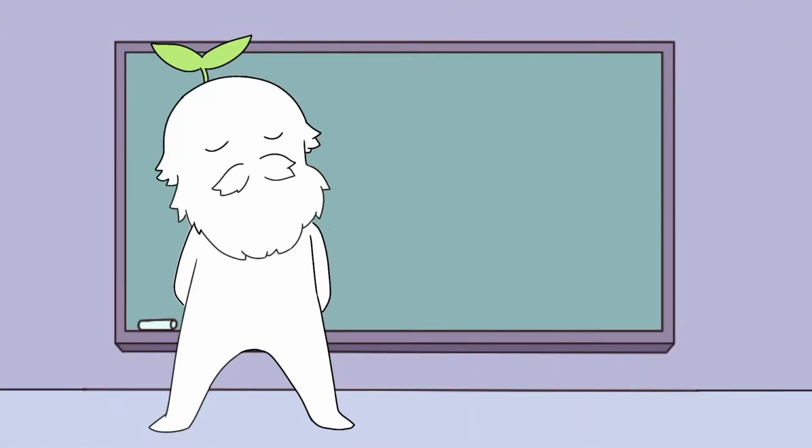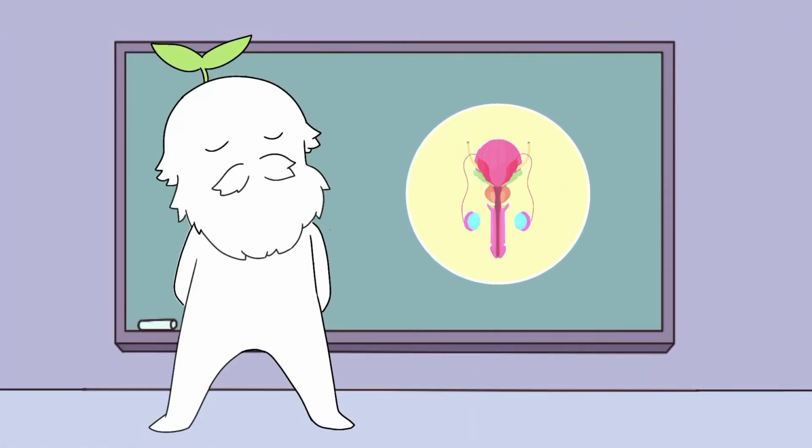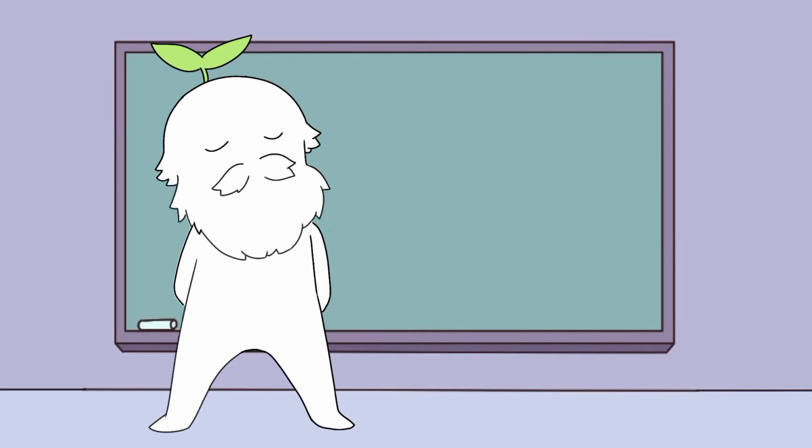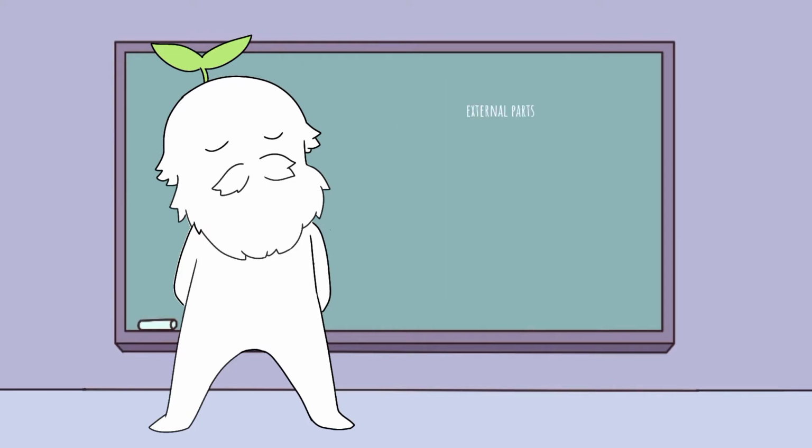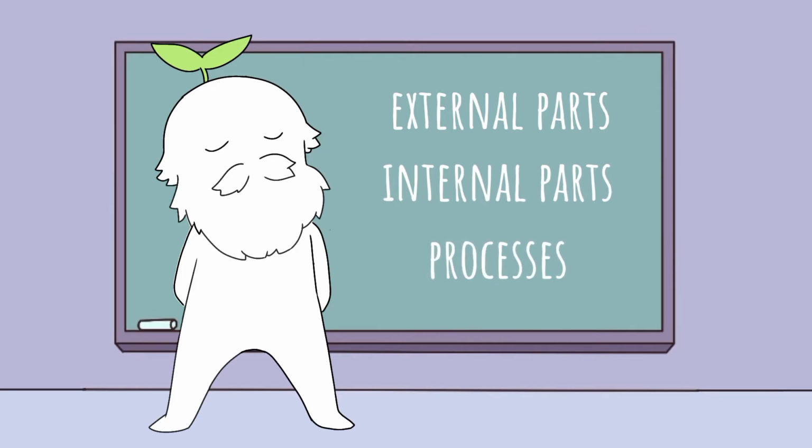After I've learned about the parts and process involved in the male reproductive system, let's move forward to understanding the female counterpart, the female reproductive system. We'll first begin by discussing the external parts, diving to their internal parts and processes.